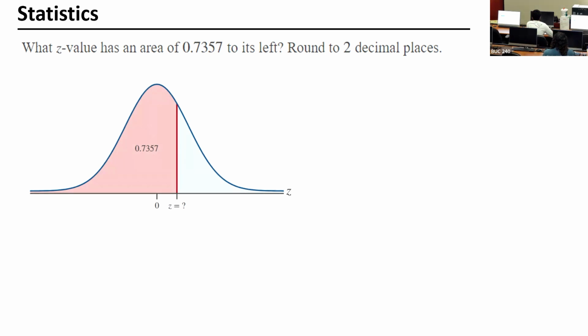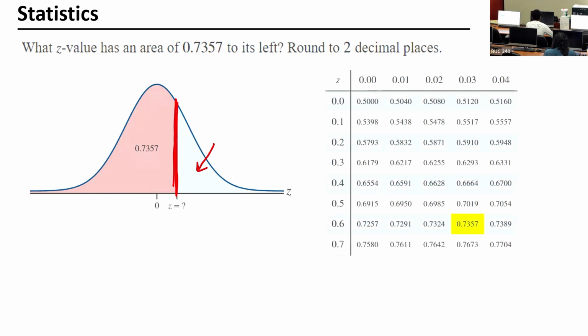But what is nice is, remember, if it does give you area to the right, let me draw in here so everybody can see. If for some reason they gave you this area here, you can just do 1 minus that, because that z-score is going to be exactly the same, no matter if you're taking area to the right or area to the left. That's still going to be your point. So just remember that.